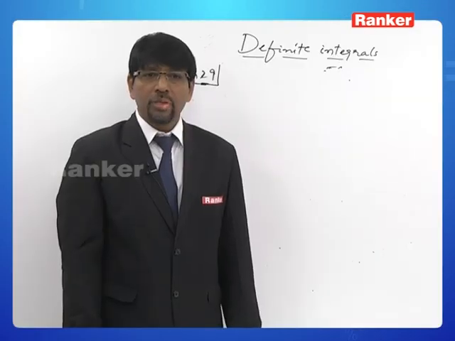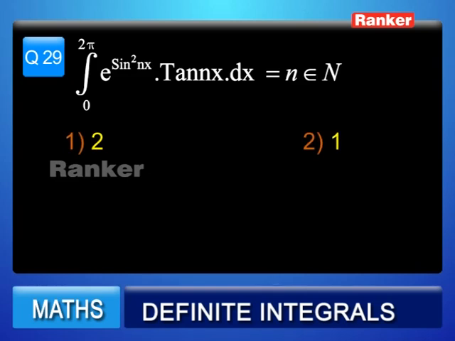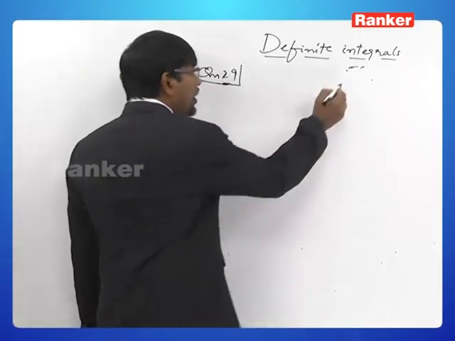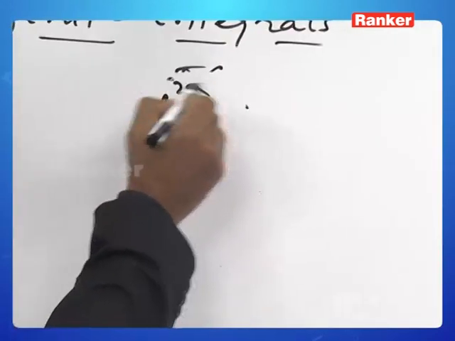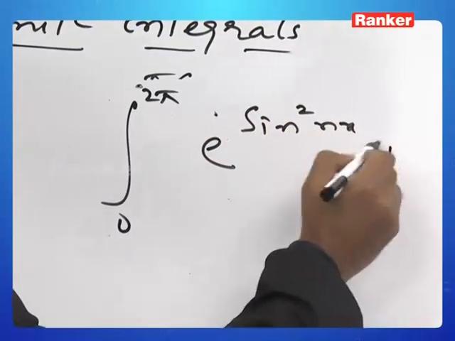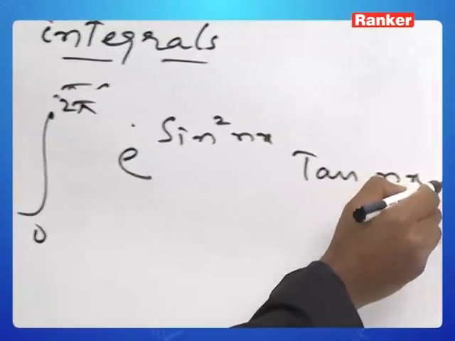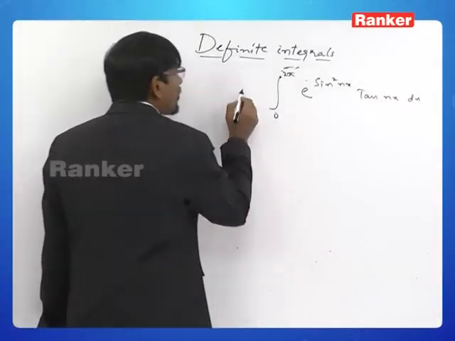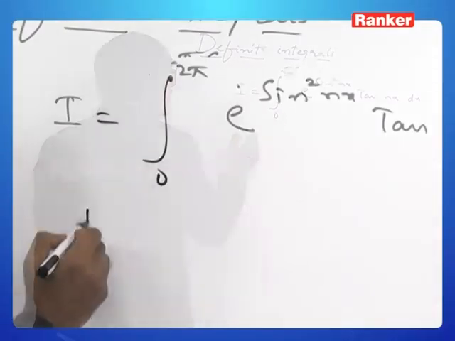Let us move to question number 29: integral 0 to 2 pi of e power sine square nx into tan nx dx, where n is a natural number, is first option 2, second option 1, third option pi, fourth option 0. Now, integral 0 to 2 pi of e power sine square nx into tan of nx dx. Let us call this as I.